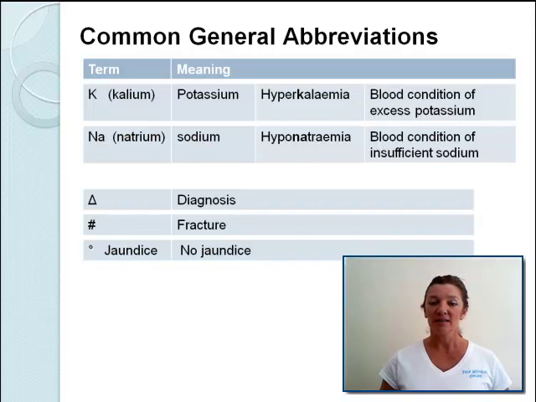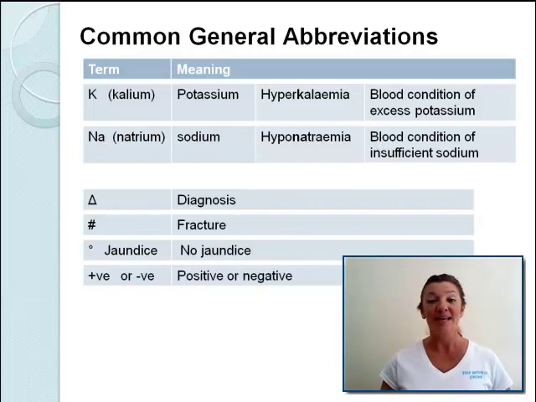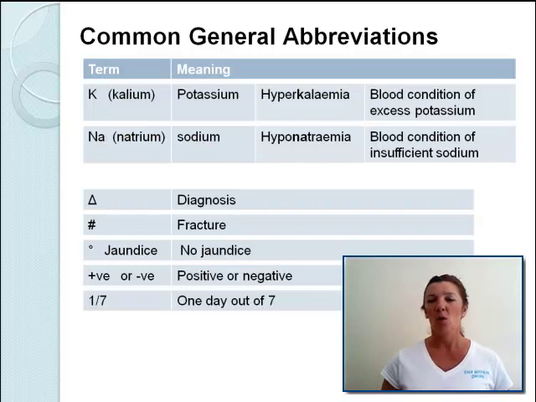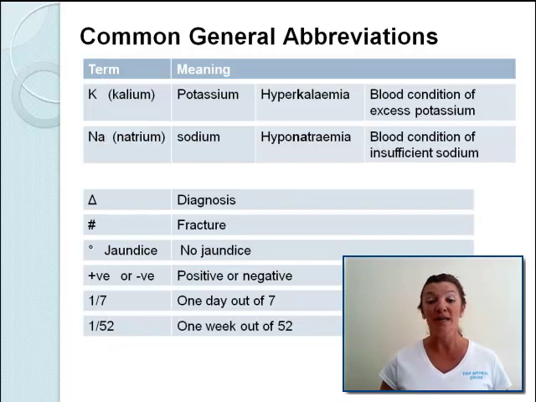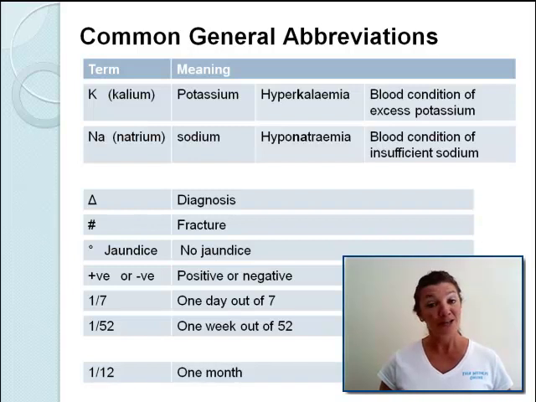The degree sign, like a little circle, and then a word next to it, in this case I put jaundice, this would mean no jaundice, and jaundice means yellowing. So in this case, a patient has no yellowing of their skin, which would relate to a condition associated with a substance called bilirubin. And we'll talk about that sort of thing later. Plus VE or minus VE means positive or negative. 1/7 means 1 day out of 7. 1/52 would mean 1 week out of the 52 in a year. 1/12 relates to 1 month.